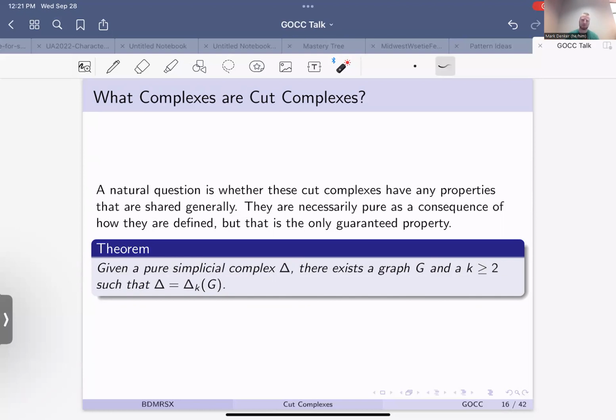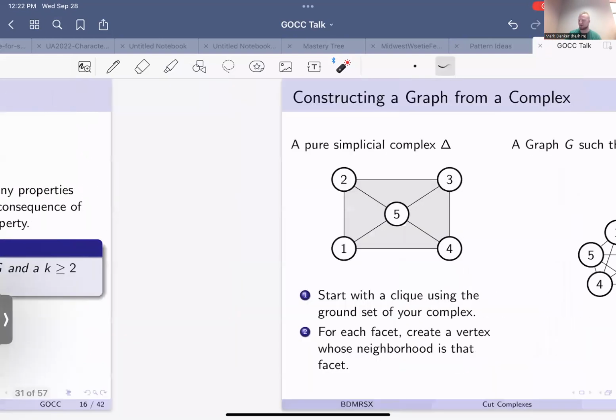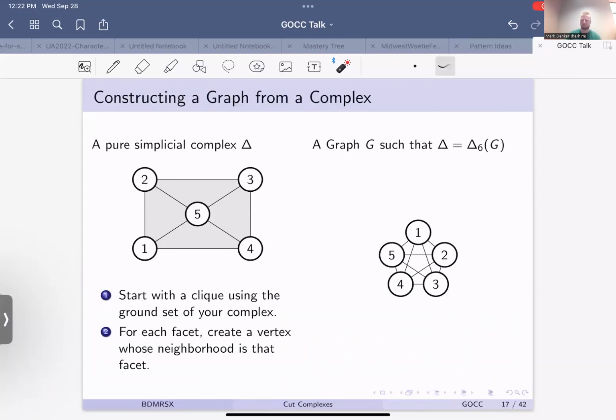Every single pure simplicial complex is the cut complex of some graph for some value of k. So this is an unfortunate fact because it means these things are arbitrarily awful. Pure complexes have many, many different pathological states. And so let's see an example of how we can construct this fact, because it is a very constructive fact.